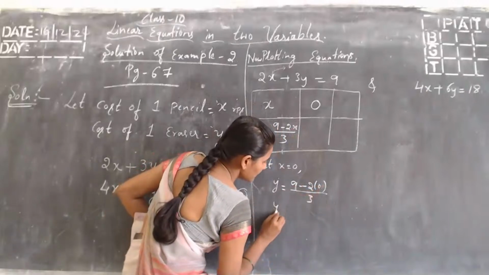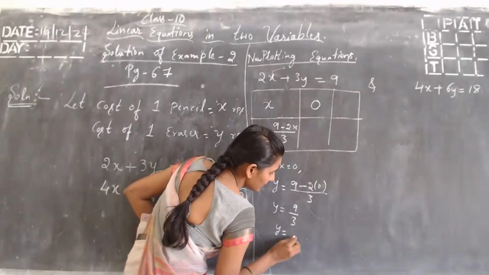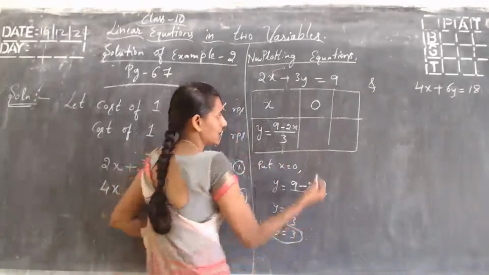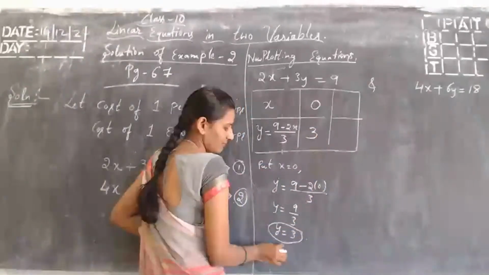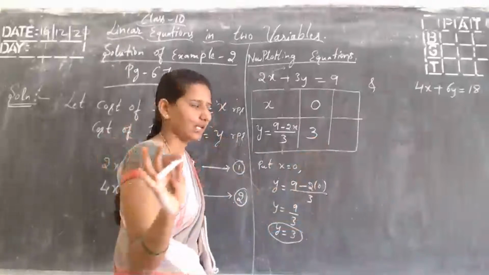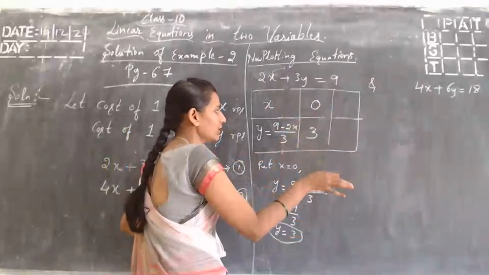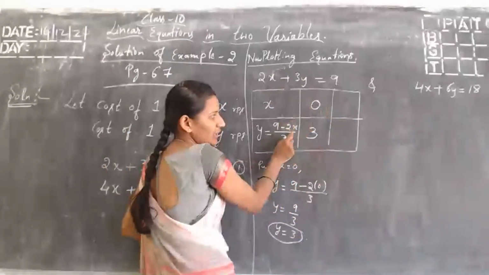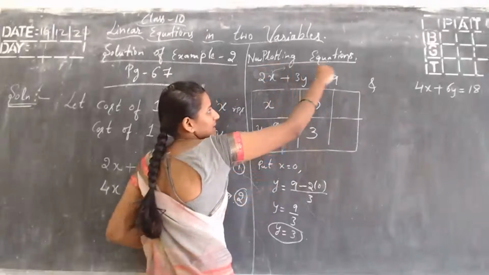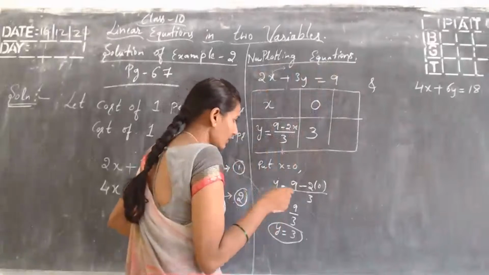2 into 0 is 0. 9 by 3. So what is the value of y? 9 by 3 is 3. This value we should write here. Whatever values you want you can take. Either you can take 0, 1, 2, 3, whatever you want. You should put this value here in this equation. How did this equation come? By using this equation, we got this equation.